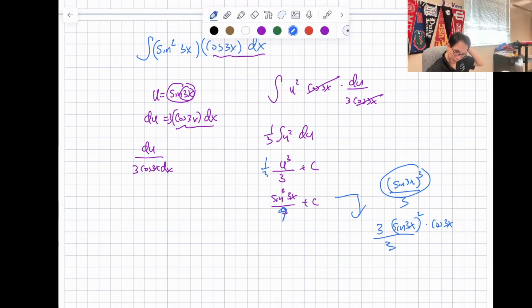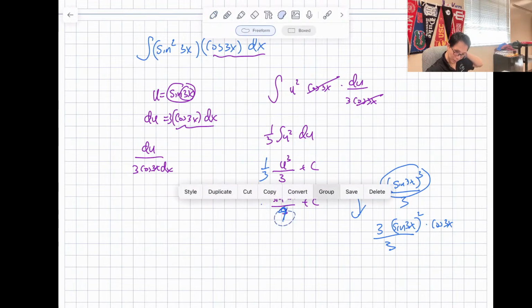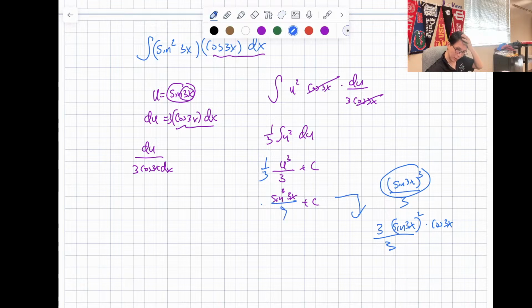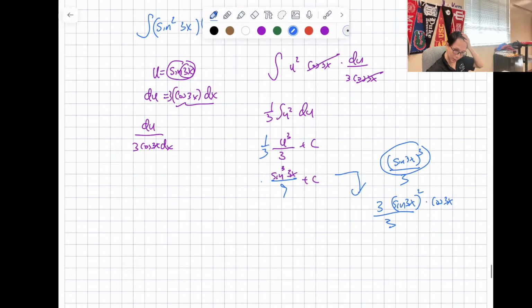This is 1 over 3 here. So obviously if I didn't double check, I would get a wrong answer. So this one is going to be 1 over 9. And then if I take a derivative, I'm missing a 3, so this is actually bad. So this one is going to be sine of 3x to the third over 9 plus c.